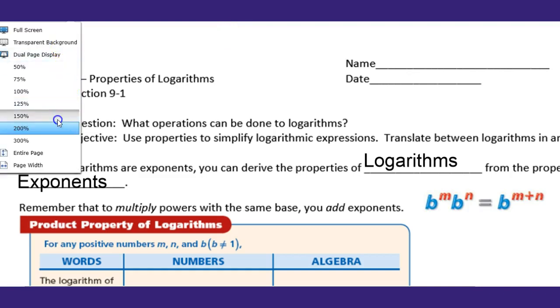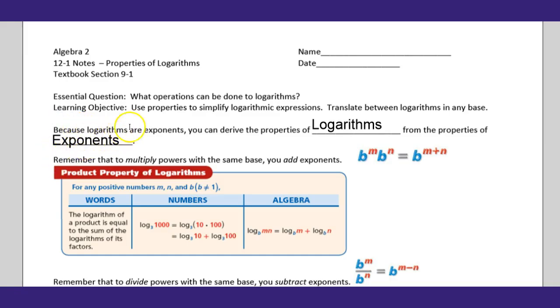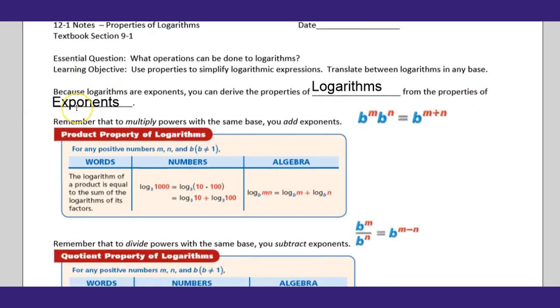So first, because logs are exponents, you can derive the properties of logarithms from the properties of exponents. A lot of this goes back to when we did exponents. If you had the same base, then you could add the exponents, like 2 cubed times 2 to the 5th. Well, you could have 2 to the 8th, because I can add 3 and 5 to get 2 to the 8th.